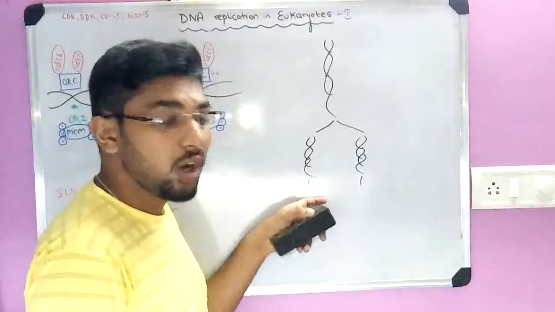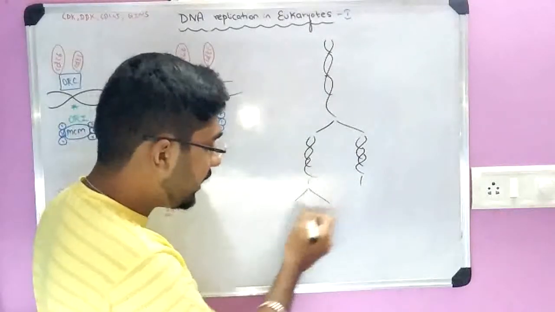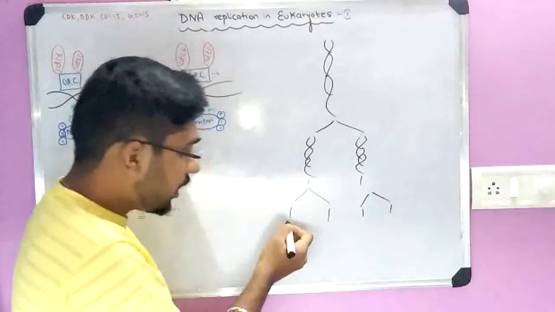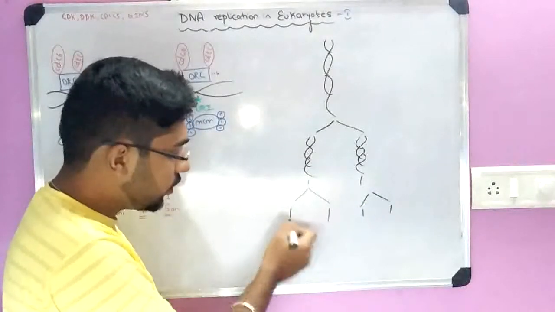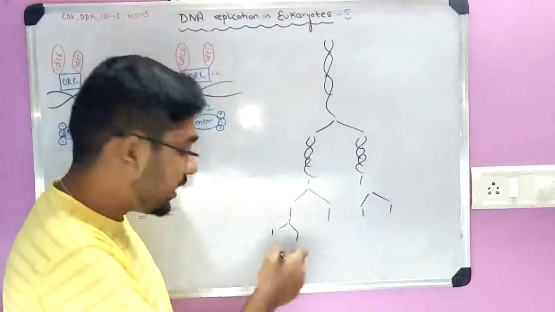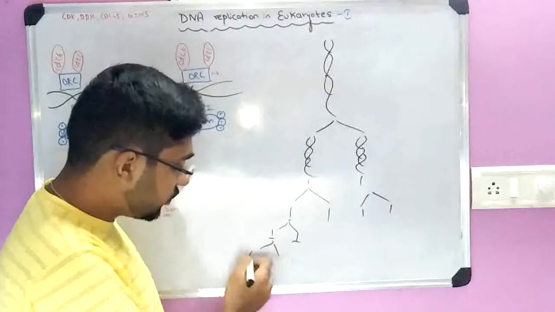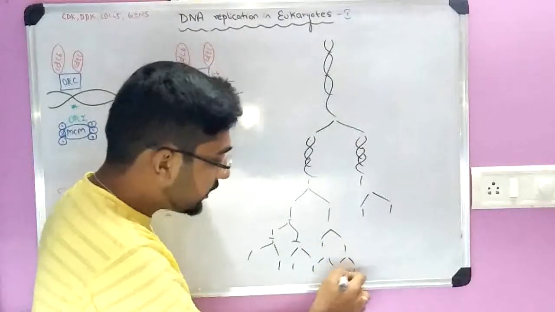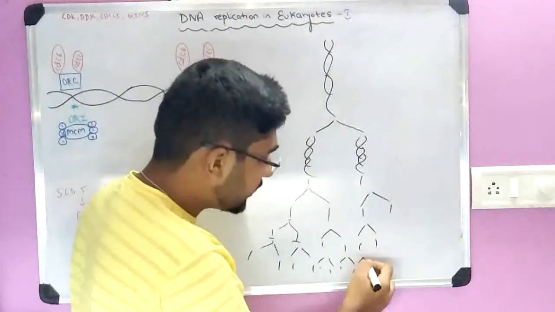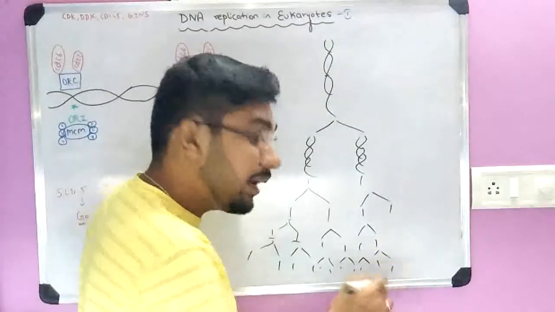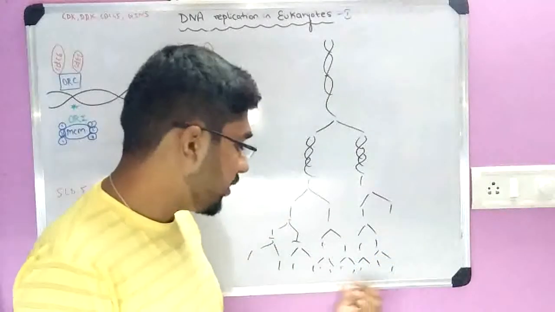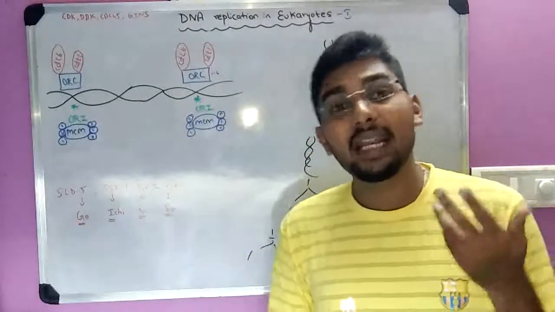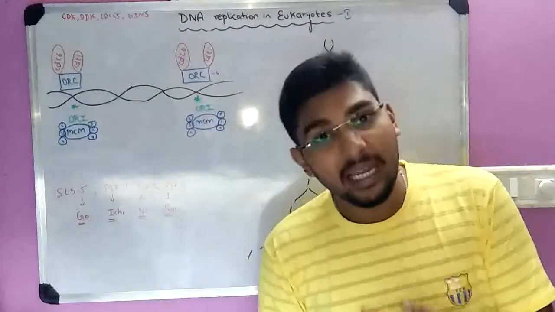Similarly, each daughter strand again undergoes replication to form another DNA. So this process goes on. Again, each undergoes replication to form another daughter strand, and like this the process continues. Each and every daughter strand so formed undergoes replication to form many copies of DNA. So this process is called DNA replication or duplication.